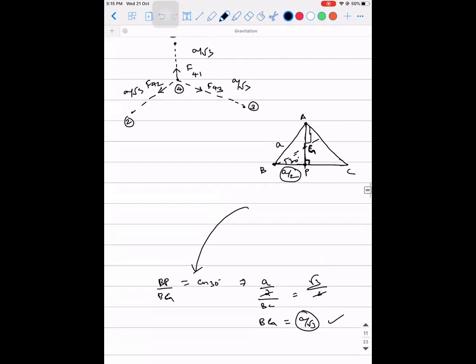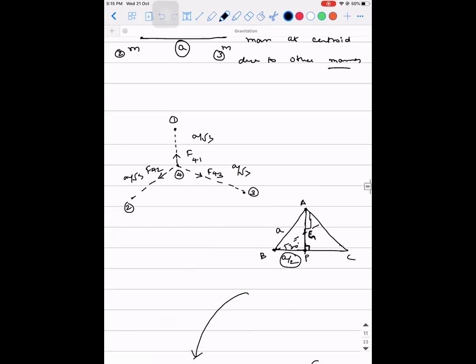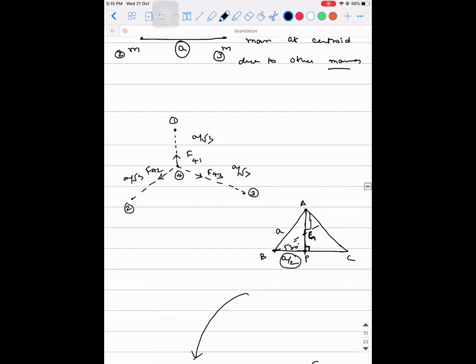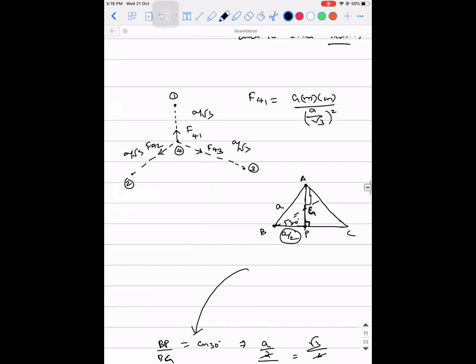So I'm repeating it. The distance between the vertex and the centroid of the triangle is 1 by root 3 times the side. So F41's magnitude will be equal to G into M divided by A by root 3 squared. Similarly, what is F42?